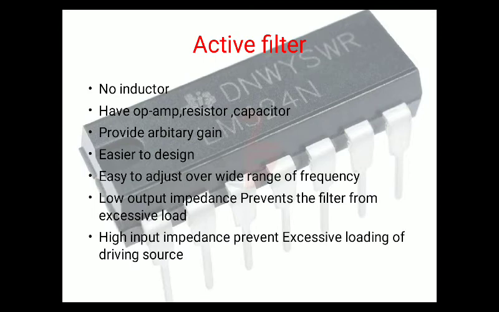In an active filter there is no inductor. It has op amp, resistor and capacitor. It provides arbitrary gain. It is easier to design, easy to adjust over a wide range of frequency. Low output impedance prevents the filter from excessive load. High input impedance prevents excessive loading of the driving source.